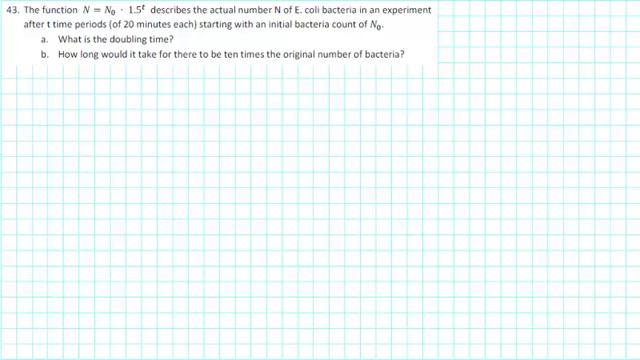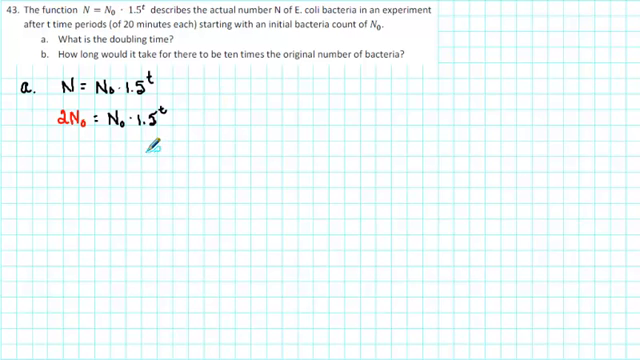Well, since we're given an exponential function, the doubling time remains constant, so an equivalent question would be, how long would it take for there to be 2 times the original number of bacteria? So our strategy will be to substitute 2 times n₀ for n and then solve for t.